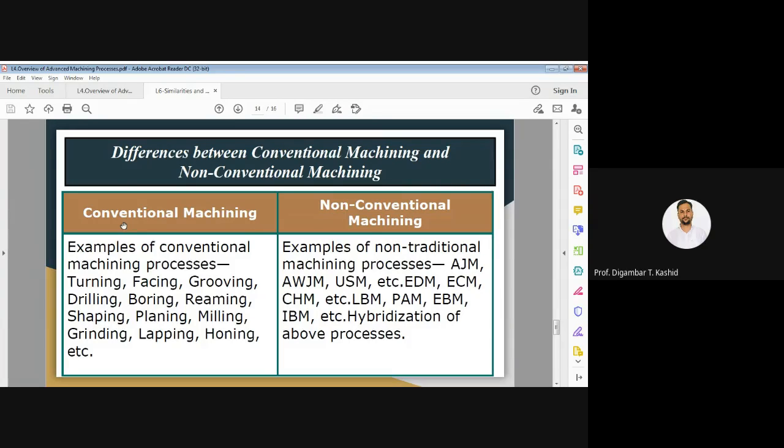Next, what are the non-traditional machining processes? The first group is AJM, WJM, AWJM, USM. Then the second group is EDM, wire EDM. Third is electrochemical machining, chemical machining, photochemical machining. Then laser beam machining, electron beam machining, ion beam machining, plasma arc machining. These are the non-traditional, non-conventional or advanced machining processes, and it is also possible to go for hybrid machining processes, that means hybridization of the above processes.